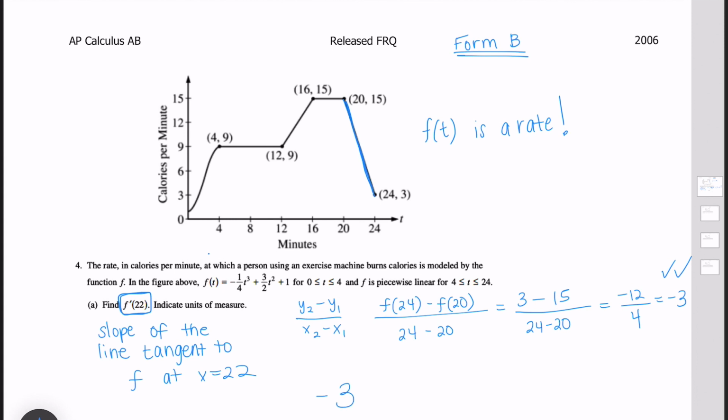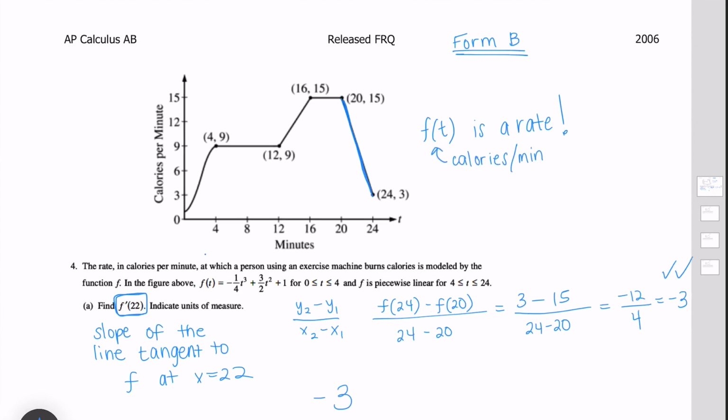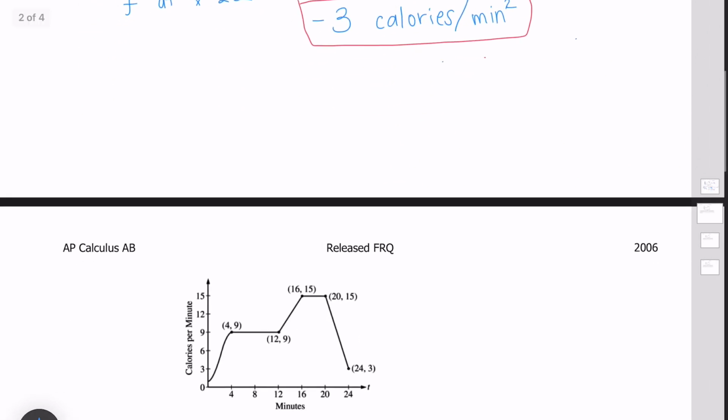And here again, we have to remember that f is already a rate. F is already calories per minute, meaning that our answer for the derivative of f would be calories per minute per minute. And if we look at the axes, the way that they're labeled, the y-axis is labeled as calories per minute, and the t-axis is labeled as minutes. Okay, so our final answer here would be negative 3 calories per minute squared. Moving on to letter B.